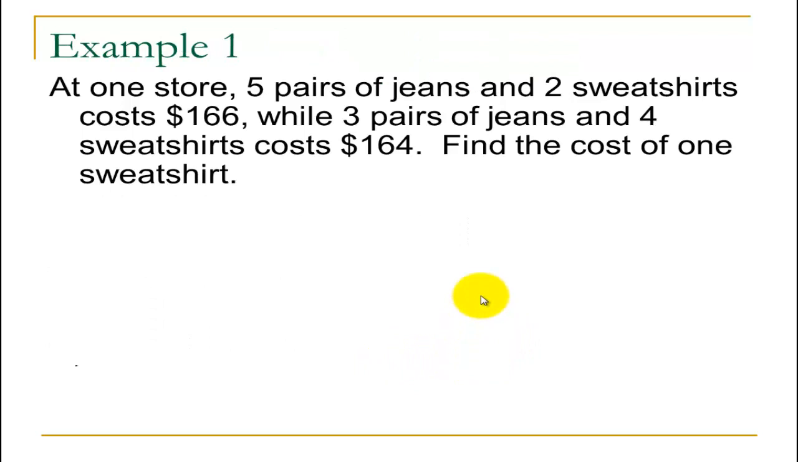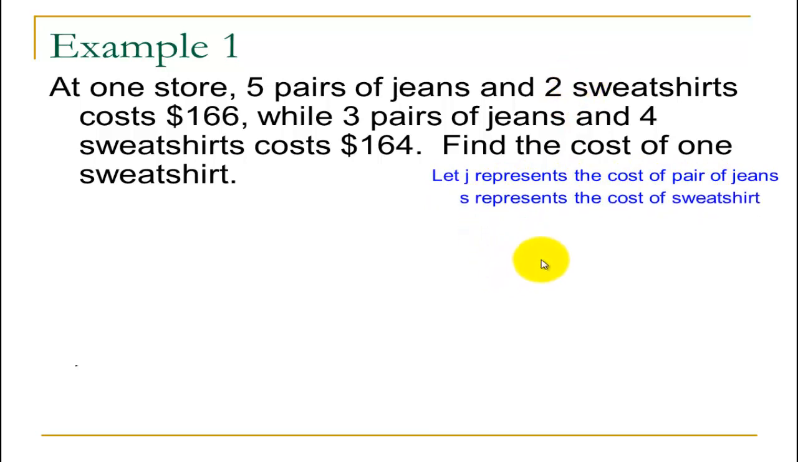Here is our example number 1. At one store, 5 pairs of jeans and 2 sweatshirts cost $166, while 3 pairs of jeans and 4 sweatshirts cost $164. Find the cost of one sweatshirt. Okay, since we're talking about jeans and sweatshirts, we are going to use the variables J and S. So we are going to use J to represent the cost of a pair of jeans, and we are going to use S to represent the cost of a sweatshirt.